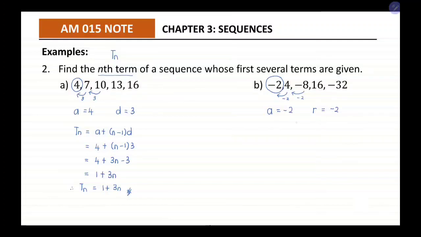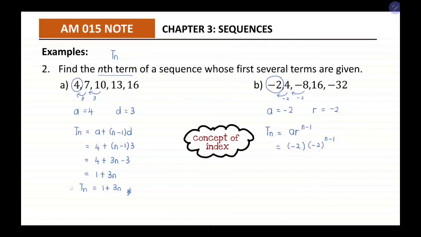Okay, since this one is geometric, we use the formula for geometric: a r to the power of n minus 1. We substitute the value for a. a is negative 2 and r also negative 2. This one uses the concept of index. Since this one has the same base, we can combine its power. This one is negative 2 to the power of 1, so we get 1 plus n minus 1. Then we solve, negative 2 to the power of n.